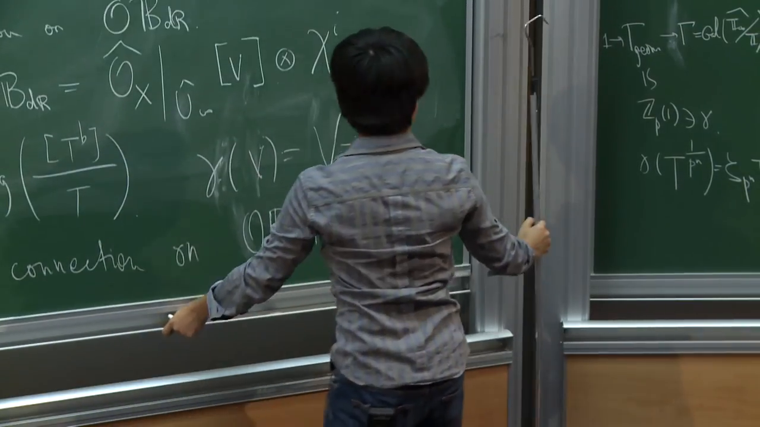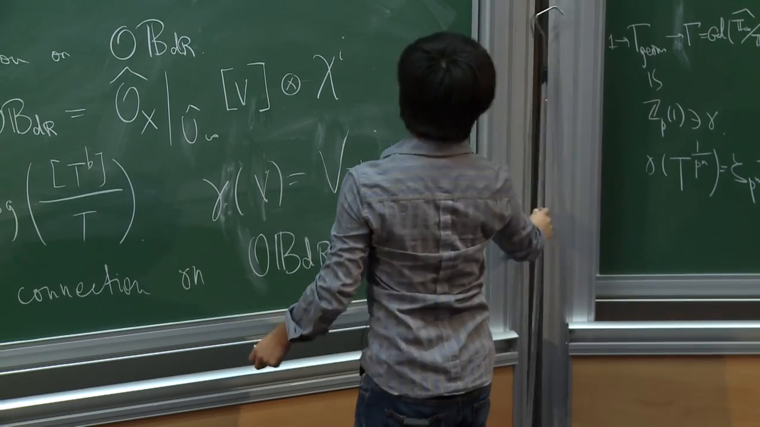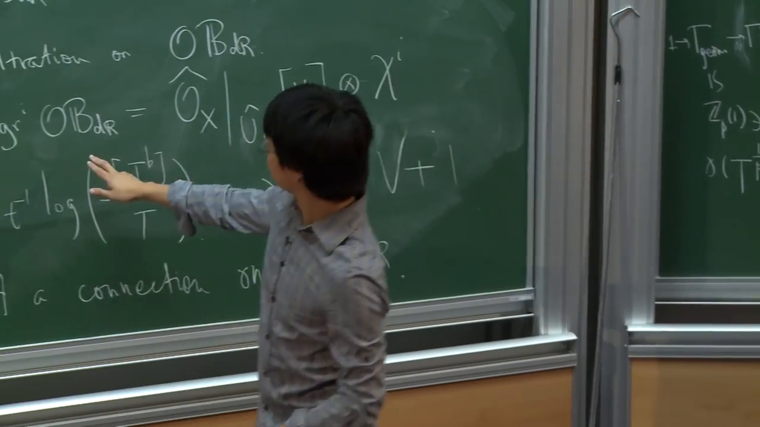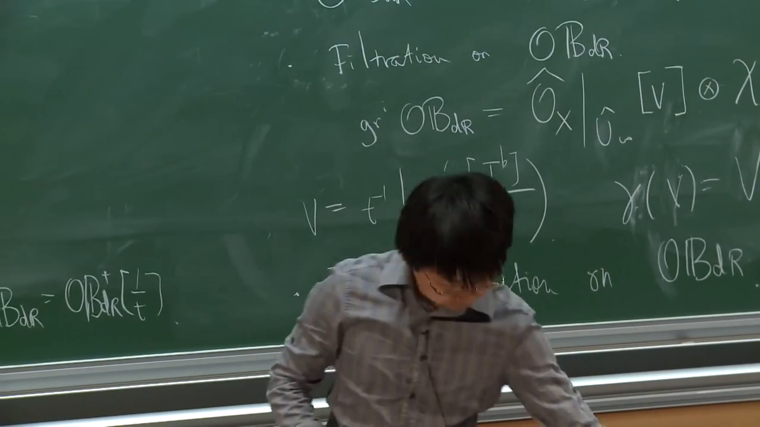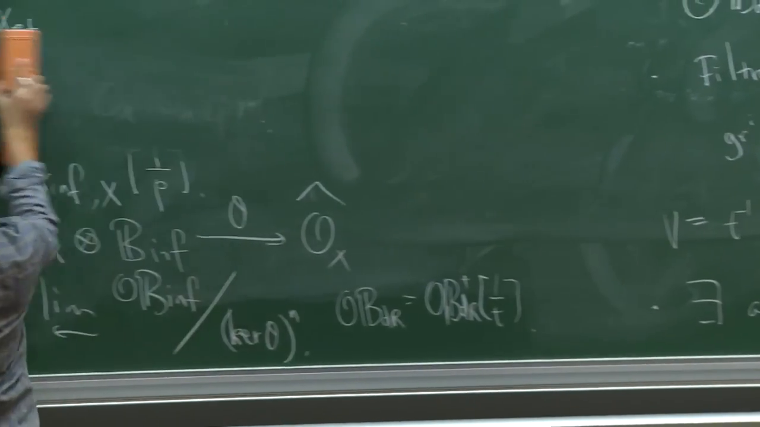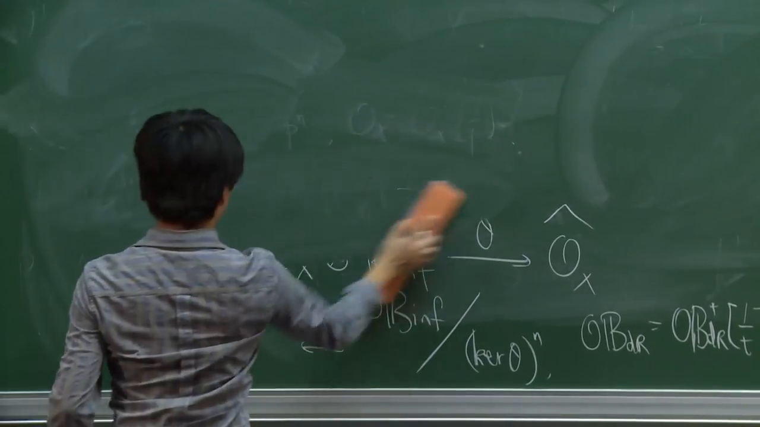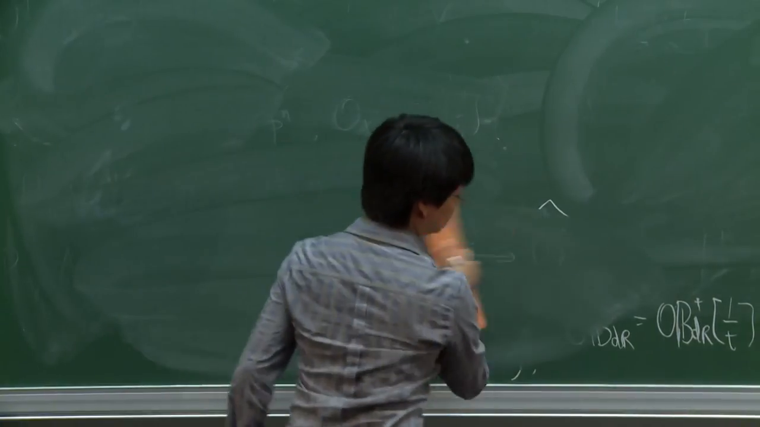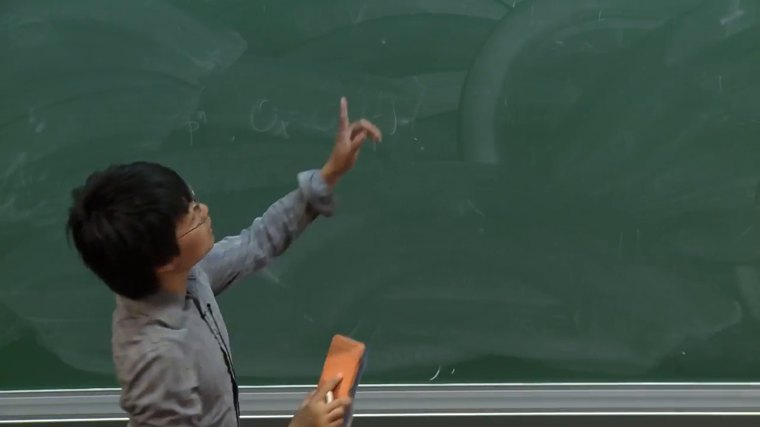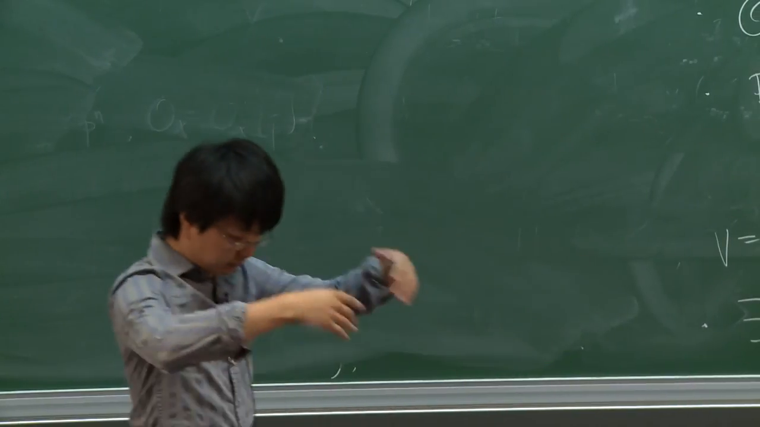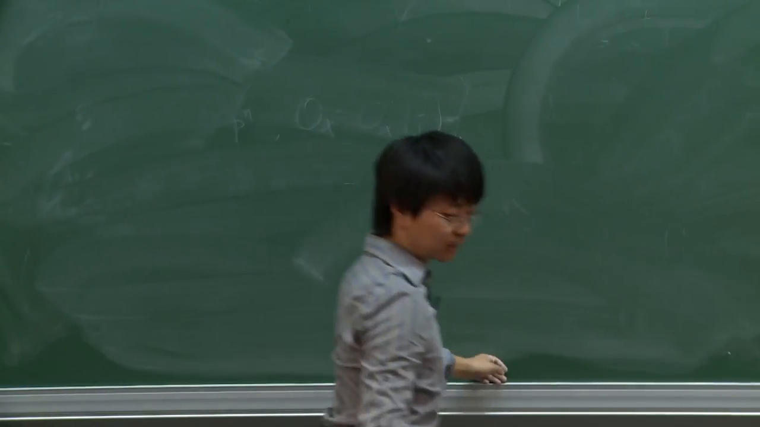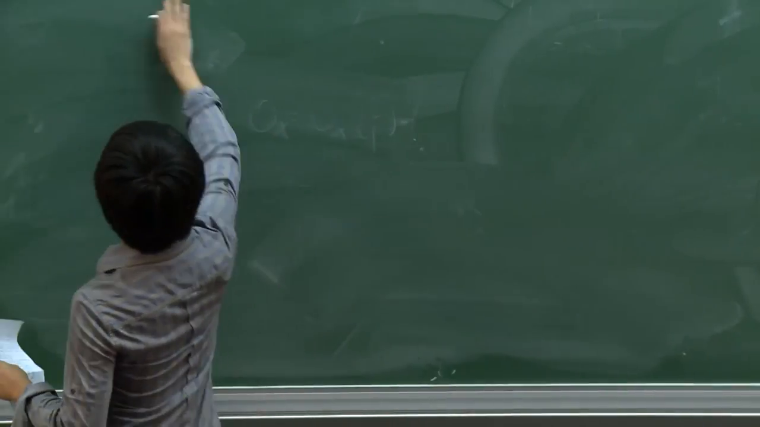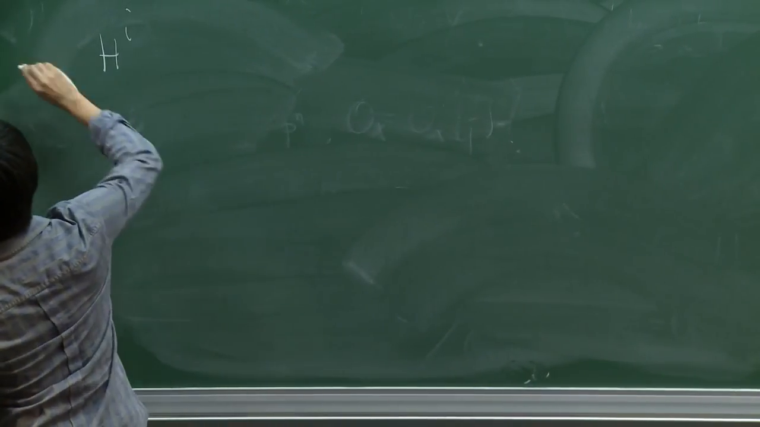Okay, so now I use the fact that there's really a filtration on this sheaf. So what I really need to show is that after I take the associated graded, I get what I want, and the cohomology for the associated graded. Let me just write it down. So then what I really want is this.